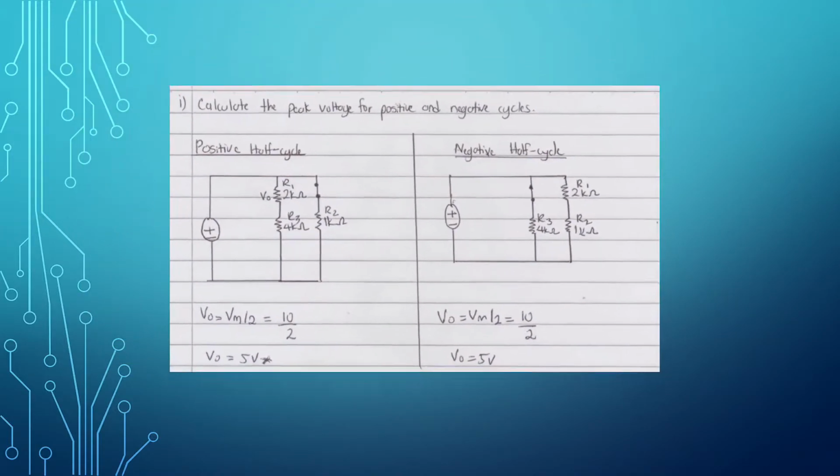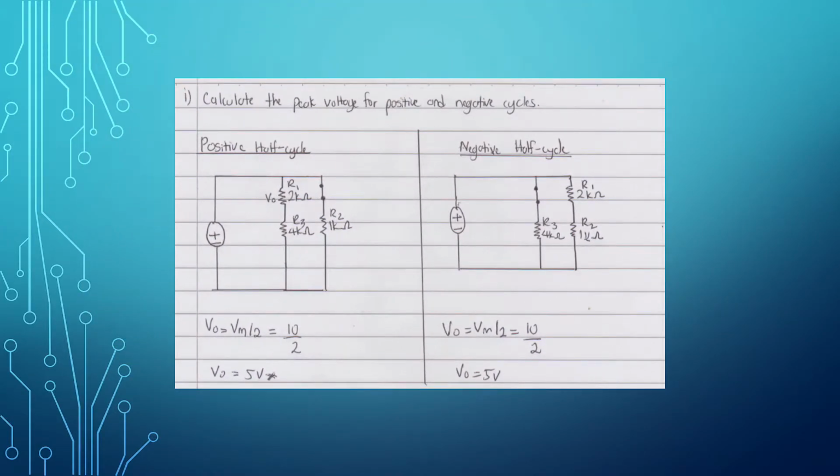Okay, the first question. Calculate the peak voltage for positive and negative cycle. For positive half cycle and negative half cycle, the formula is the same. VO equal VM over 2. So the given VM is 10 volt, divided by 2 becomes 5 volt. Okay, next question.